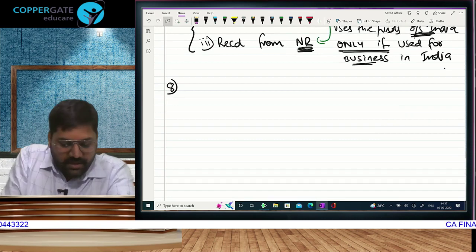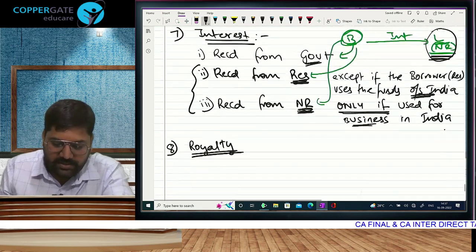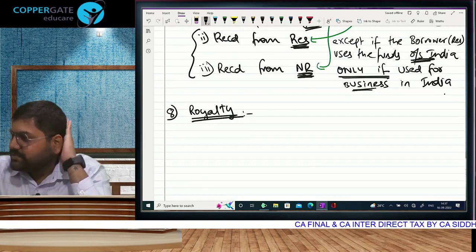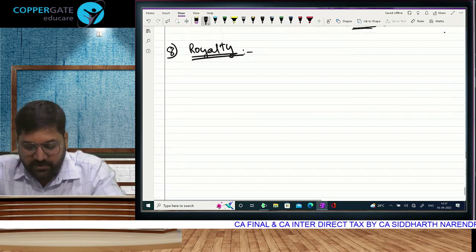Next, income in the form of royalty. Similar to interest, 3 points will come. But just like for interest, we created an atmosphere, mahal, we need to create it for this.